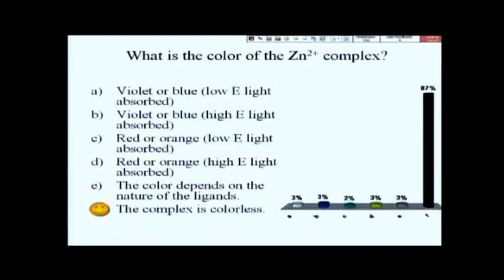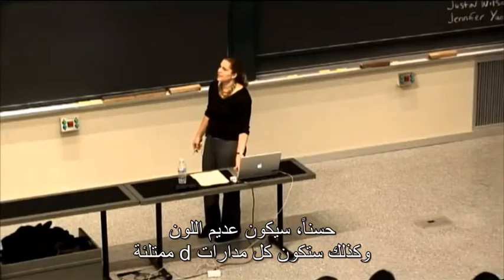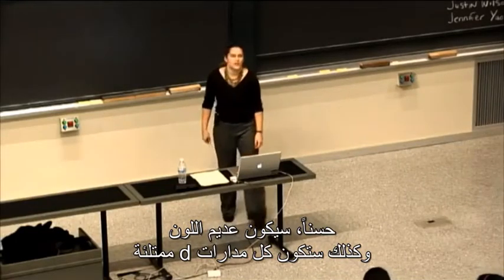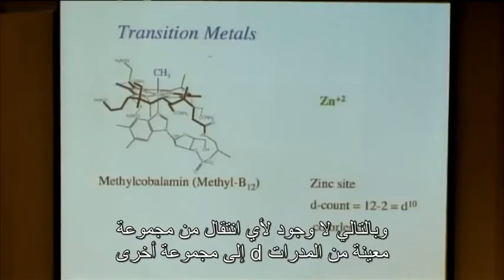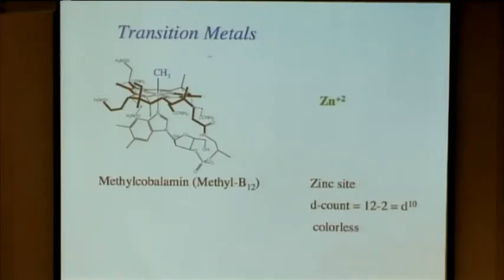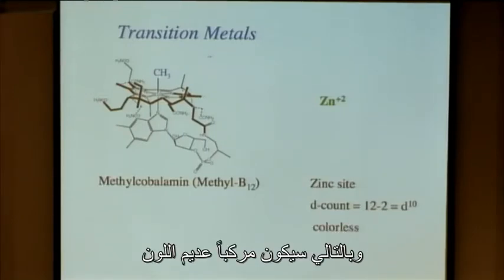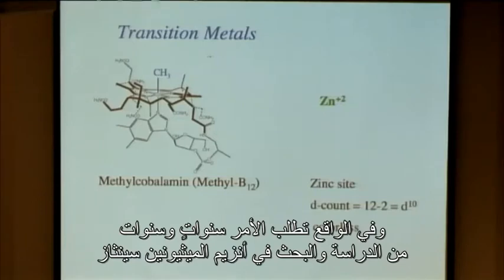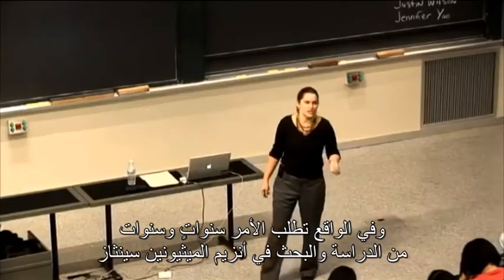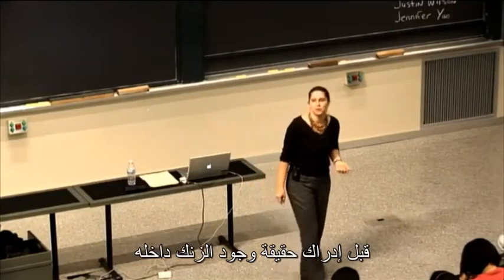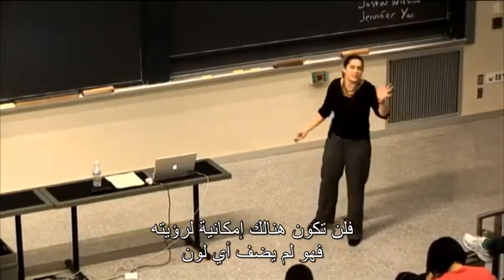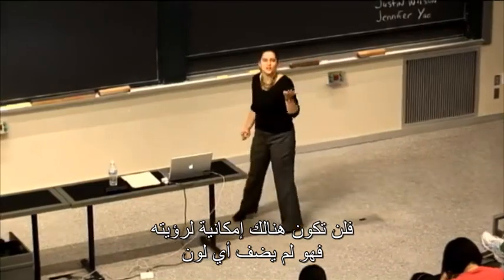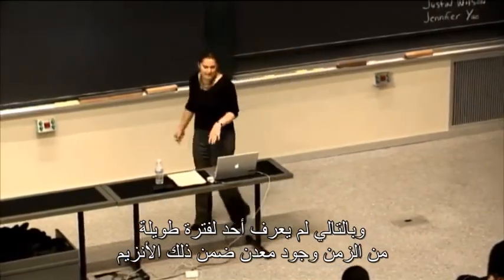So it would be colorless. All of the d orbitals are going to be full, and so there's no transition from one set of d orbitals to the other. It would be a colorless compound. And that is, in fact, true. It took years and years of studying methionine synthase before people realized that it had a zinc in it. No one knew that there was a zinc because they couldn't see it. It didn't add a color, and so no one knew that a metal was there for a long time.